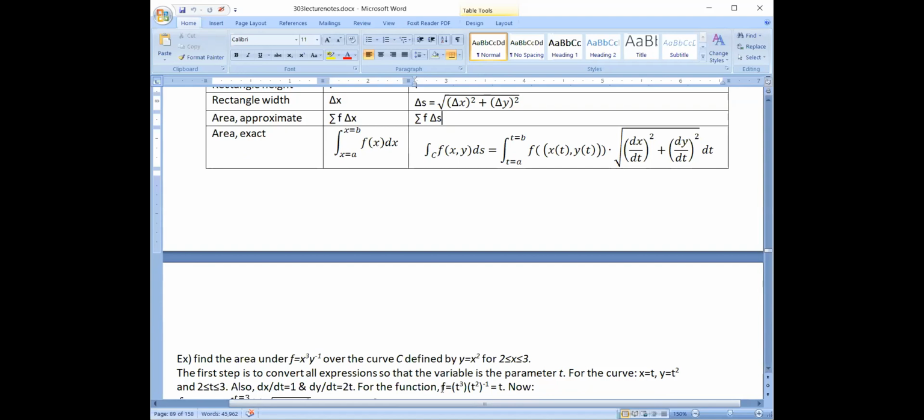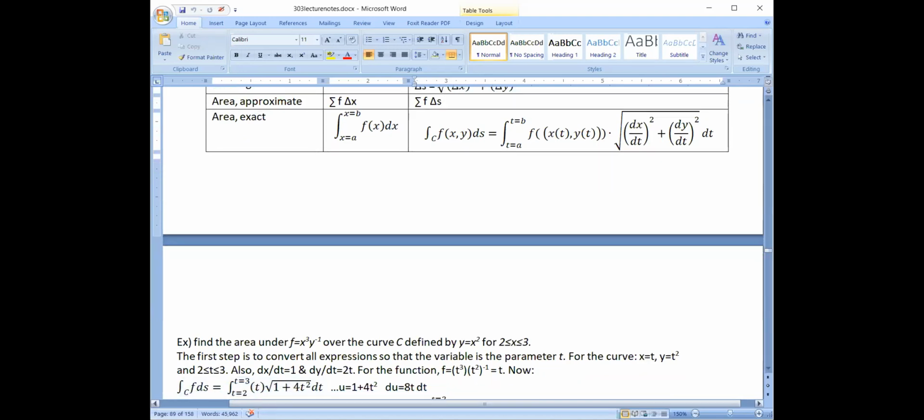And let's also parameterize the function. So the function is just t raised to the third power, and then t squared raised to the negative 1. And that just simplifies to t. So now we can set up our integral. The basic formula is the integral over the curve of your function ds, but now let's rewrite it using t, and we'll have something that we can do.